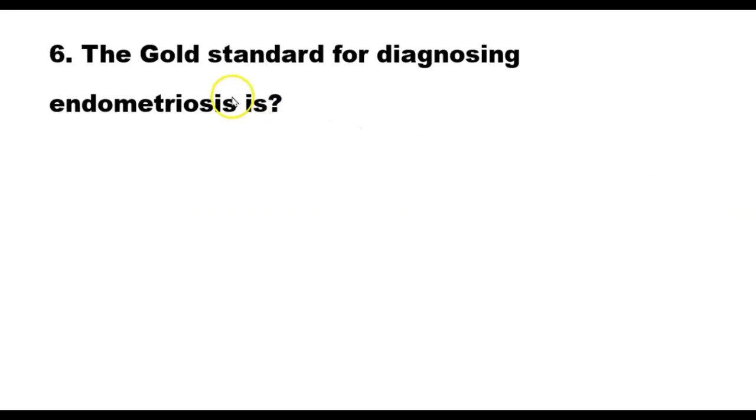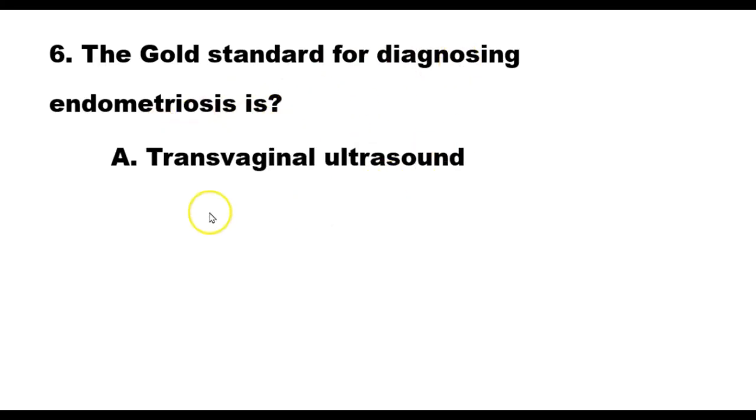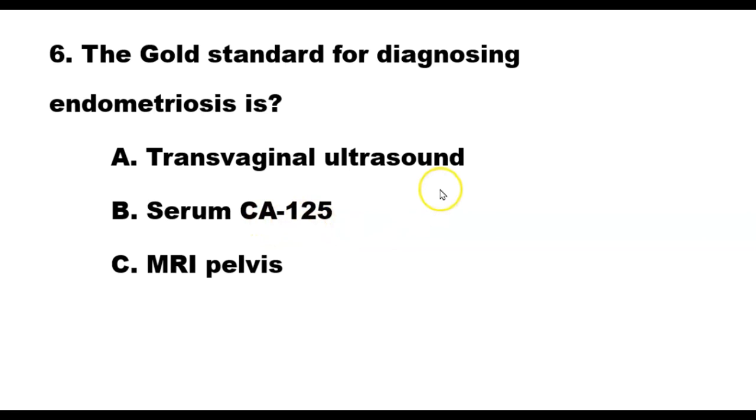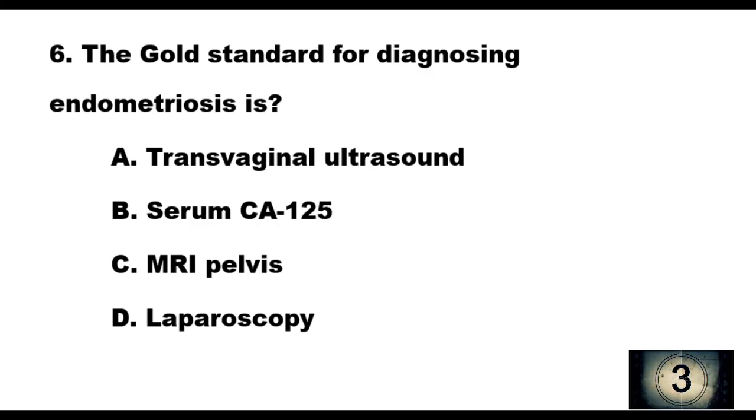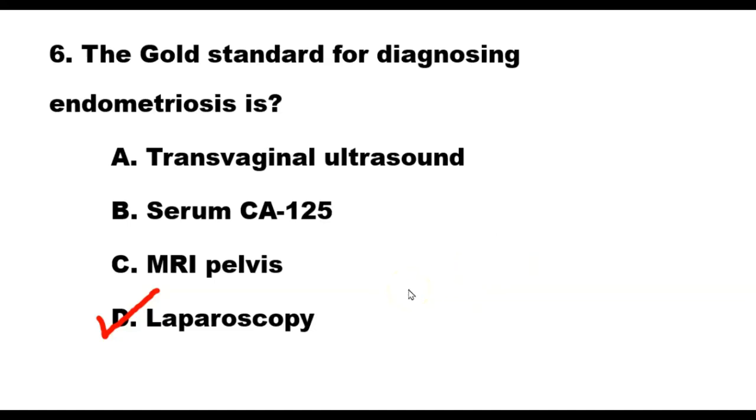Question number 6. The gold standard for diagnosis of endometriosis is A. Transvaginal ultrasound, B. Serum CA125, C. MR pelvis, D. Laparoscopy. Think over it for 5 seconds. The correct answer is D. Laparoscopy. Laparoscopy allows direct visualization and biopsy, which makes laparoscopy the gold standard for diagnosis of endometriosis.